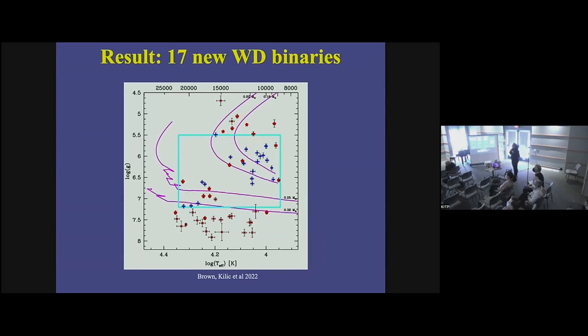The green points are like these objects here. So things that are higher log G, but we didn't follow these up in a systematic way, and we weren't really targeting them. So we did find objects that are log G of 7.5, right?